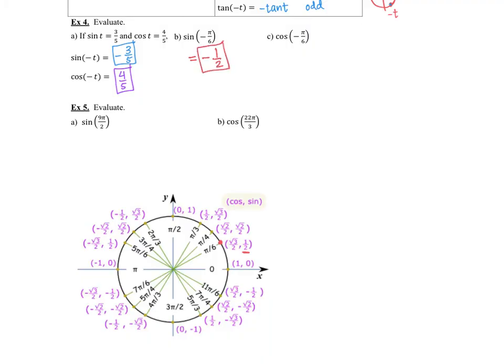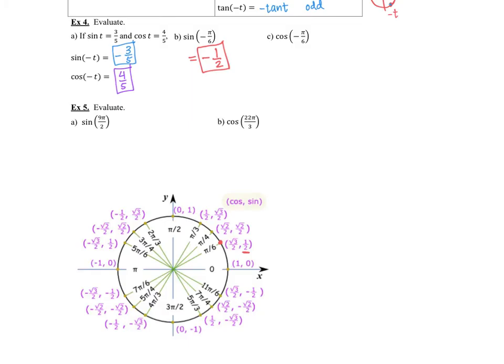Okay, if I didn't want to use the property and I wanted to just figure it out on my own, I could have also said I'm going to start from 0, I'm going to go to negative pi over 6, and I'm going to look at the sine value here. It's negative 1/2. It gives you the same answer. It's just trying to give you different options on how to evaluate it.